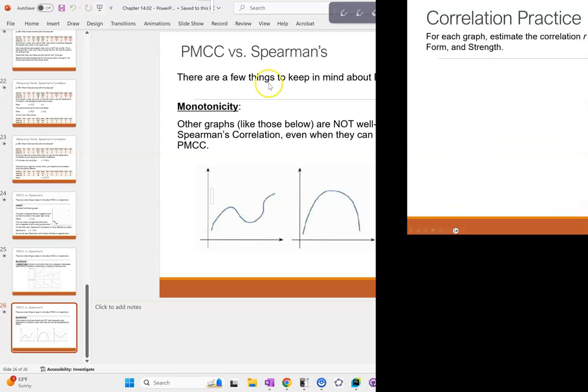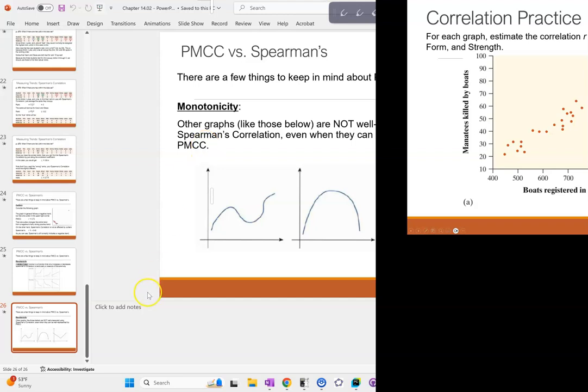All right, so let's look at some pictures and do this ourselves. So we're going to estimate the correlation and then give the direction, form, and strength. So if I look at this guy, what do we think the r value is approximately here? 0.8, I think, is a pretty good guess. That's what I had written down, was a 0.8.